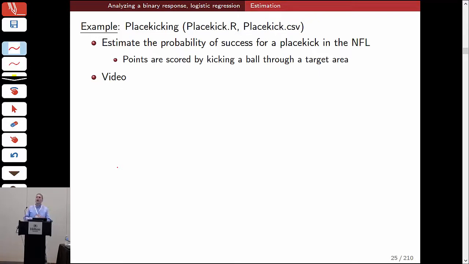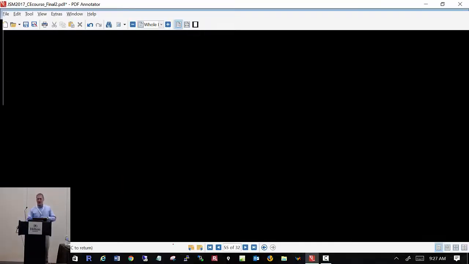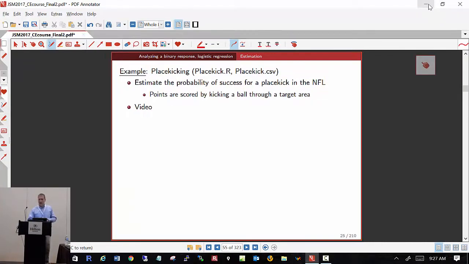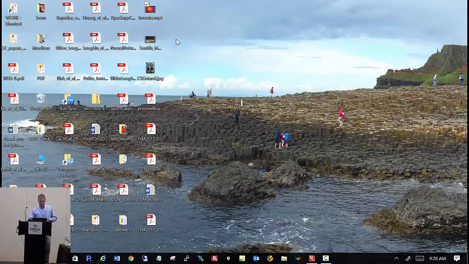This deals with place kicking in the National Football League. Simply put, in football, points are scored by kicking a football through a target area. So either you have a success or a failure. Just to show you how important this is in football, and for those of you who are not familiar with or do not pay attention to football, I have a short video here of a place kick.